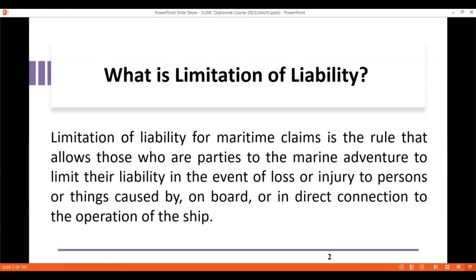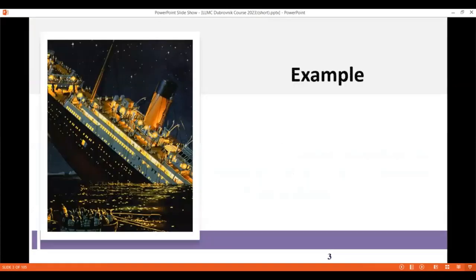And if that is the case, all the claims, regardless of the amount, that arise out of one incident and are brought against the ship owner would have to compete against one limitation fund.